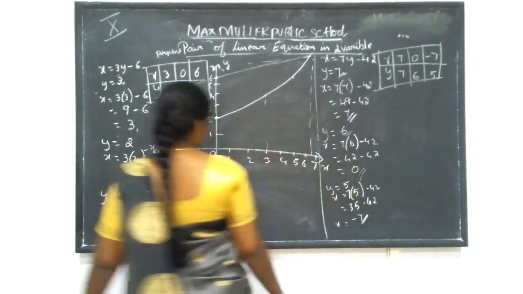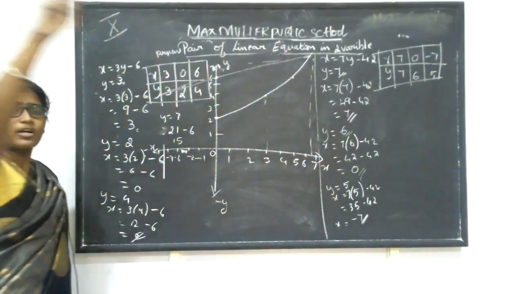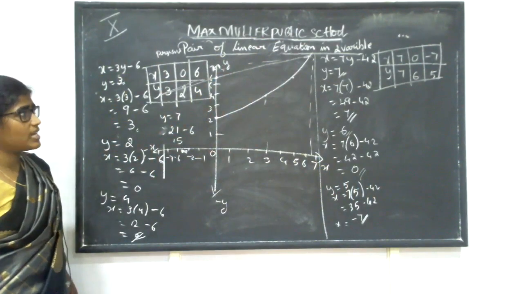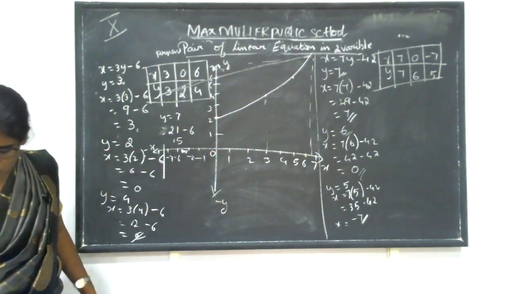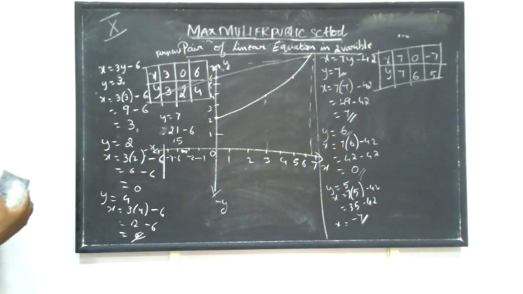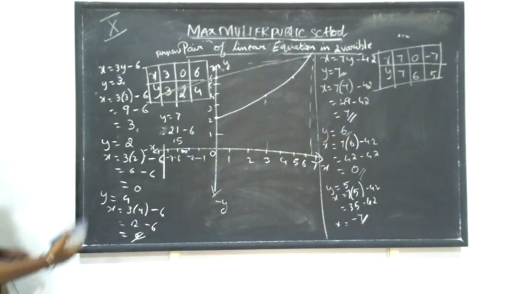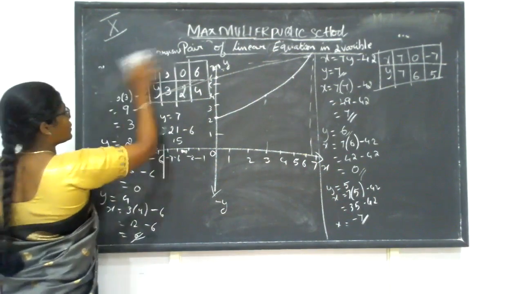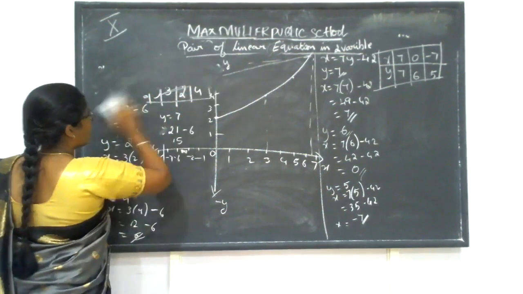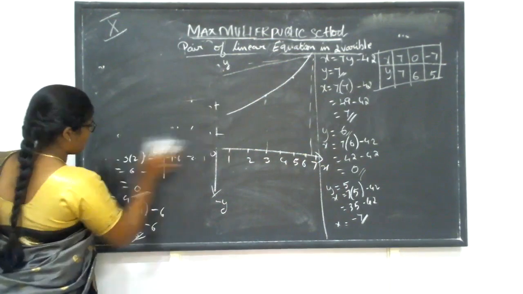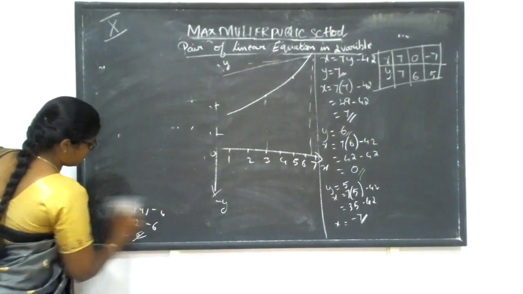See children, let us extend the graph. Extend your graph in your graph sheet and see whether you get the intersecting point or not. Check it once and come tomorrow. Check it once whether you get the graph or not. Next, the second one.